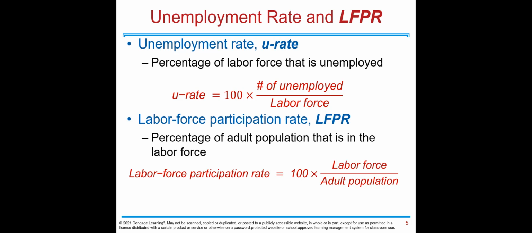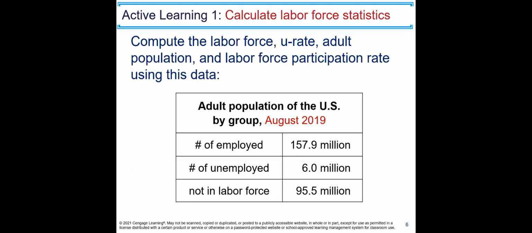The second statistic that you need to know is the labor force participation rate, or LFPR in short. This refers to the percentage of the adult population that is in the labor force. So the labor force participation rate is equal to 100 times, in the numerator the labor force, and in the denominator the adult population. Let's apply what we have learned, and in this exercise we are going to compute labor force, U rate, adult population, and labor force participation rate using the data of the US for August 2019.